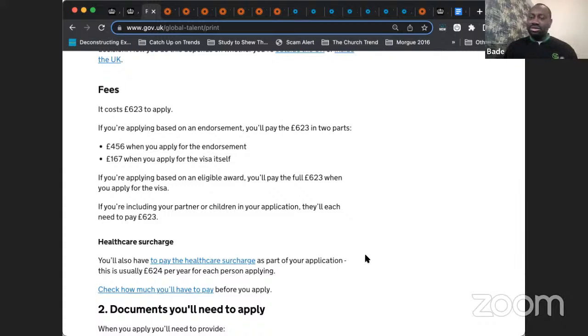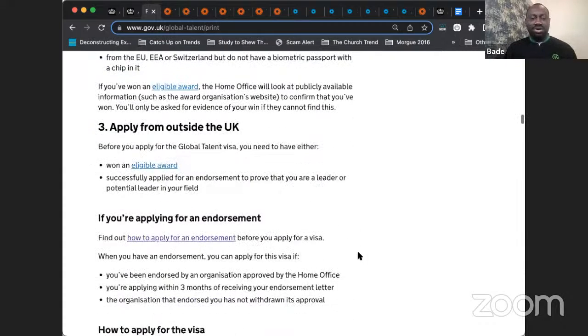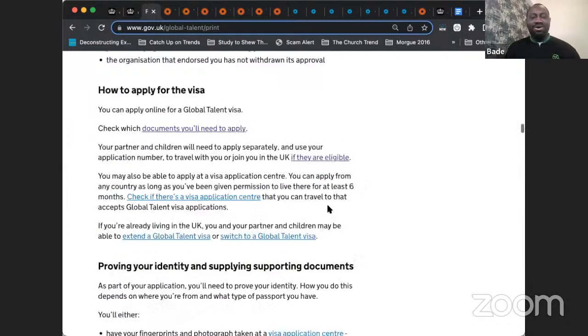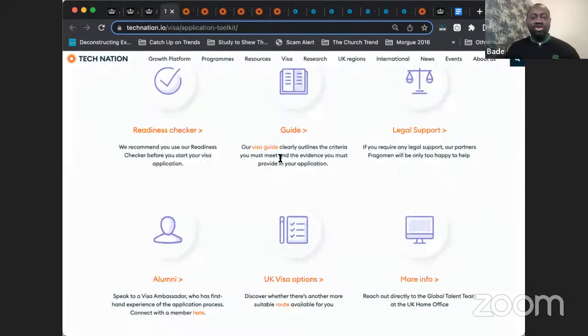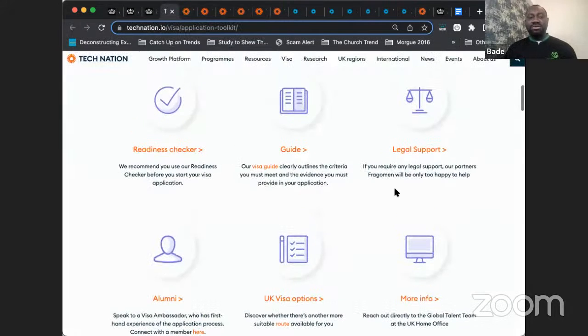This will show you some of the fees, and you can look through this link to get more information about the visa. Next thing I will mention, and I've mentioned already, is that Tech Nation is the endorsing body for digital technology.